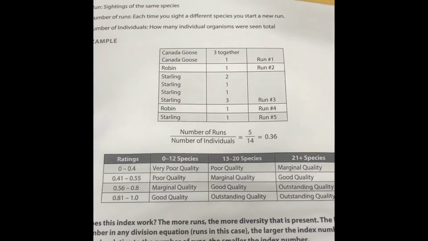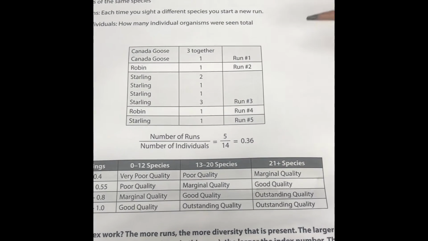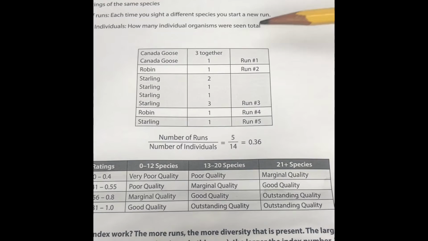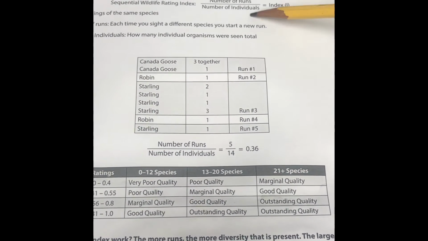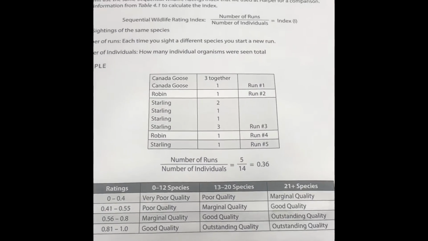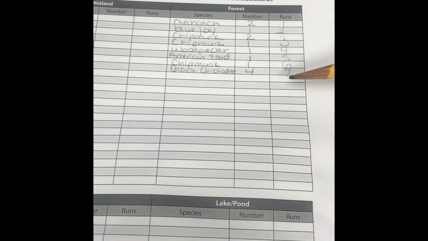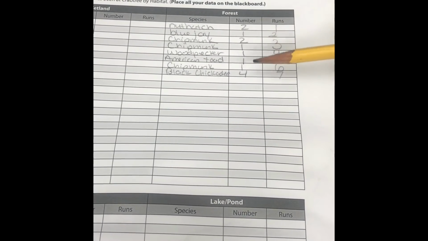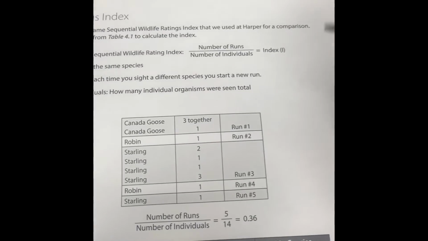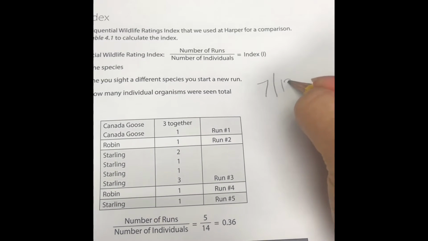we're going to be calculating what's called the sequential wildlife rating index. And it's a really, really simple calculation. For each of your ecosystems, all you're going to do is take the number of runs that you had, and divide it by the number of individuals you had. So flipping back here, I had 7 runs, right? And I had 2, 3, 5, 6, 7, 8, 9, and I had 13 individuals. So to calculate my sequential wildlife rating, I would simply take 7 divided by 13.